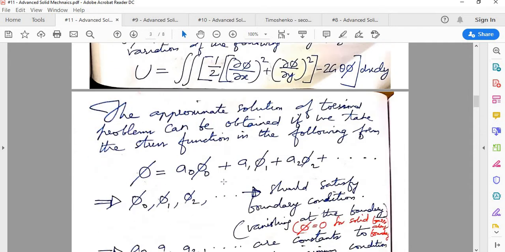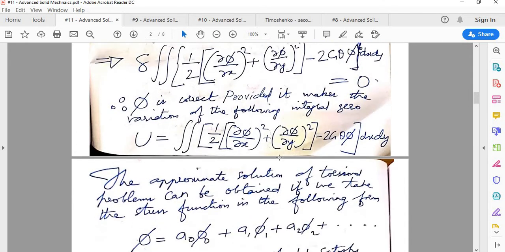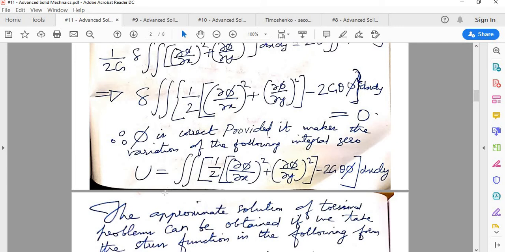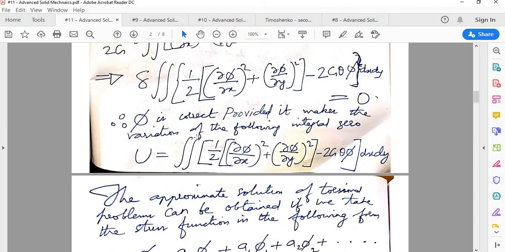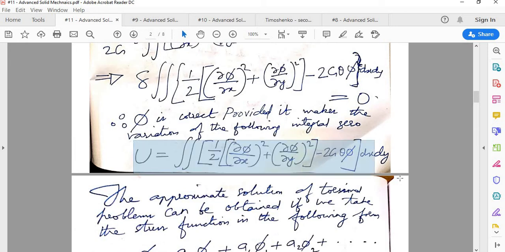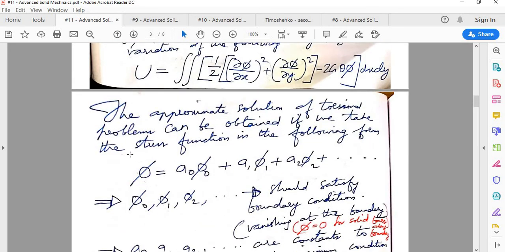Now the question is how to start with phi. In earlier approaches, we started with a phi which satisfies the boundary conditions and things like that. Now one of the more robust ways of solving this problem is by assuming phi in the form of an infinite series. So phi is already an unknown, and now we are writing it in terms of an infinite series: a0 into phi 0 plus a1 into phi 1 plus a2 into phi 2 plus etcetera.